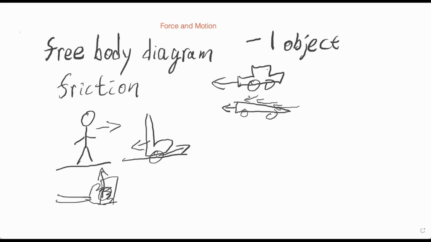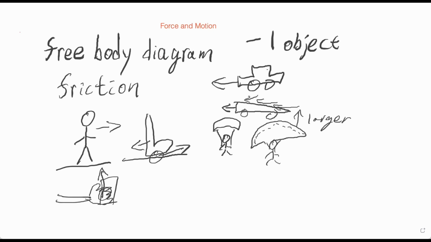Or if you have a parachute, you would actually want to increase your air resistance. So you will have to make a larger parachute so that there's more contact surface between the air and the parachute, so that your air resistance would be larger. There are many ways to minimize or maximize these restrictive forces.